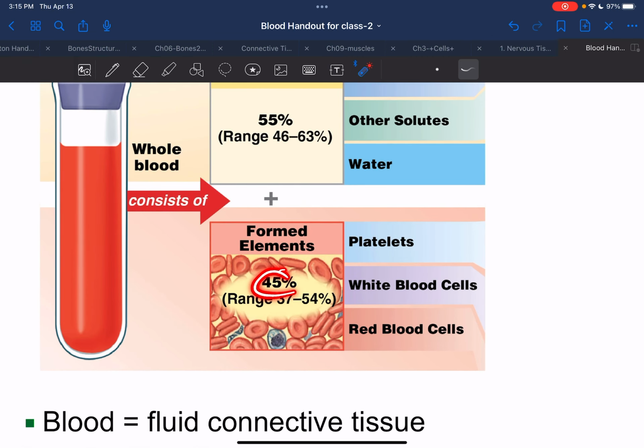The last 45% is going to be something we refer to as formed elements, but don't let this word confuse you. This word just implies the cells that you already are slightly familiar with, like red blood cells, white blood cells. And the reason they're called formed elements is because sometimes they don't really resemble or have the same function as other cells because they're missing components. Like, for example, red blood cells, they don't have a nucleus.